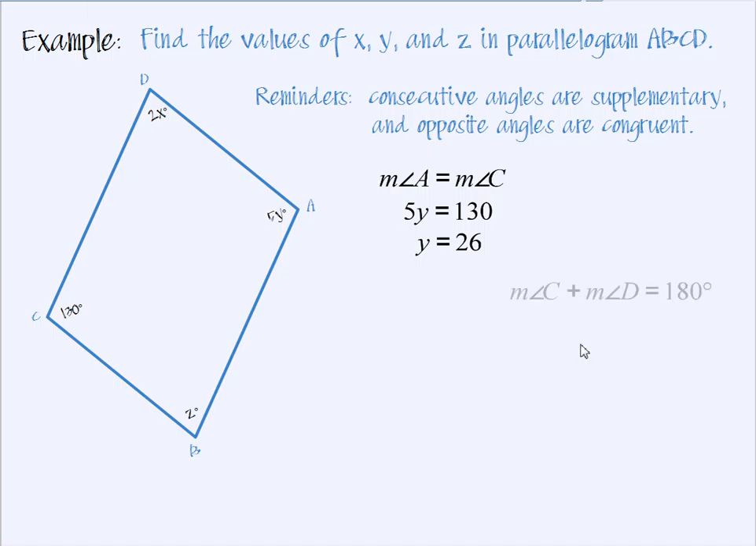So let's take the fact that if I add the measure of angle C to the measure of angle D, those are going to add up to 180 degrees. I'm going to substitute in 130 for angle C and 2x for angle D. Subtracting 130 from both sides, I get 2x equals 50, which then is going to show me that x is equal to 25. And now I have 2 out of my 3 variables.